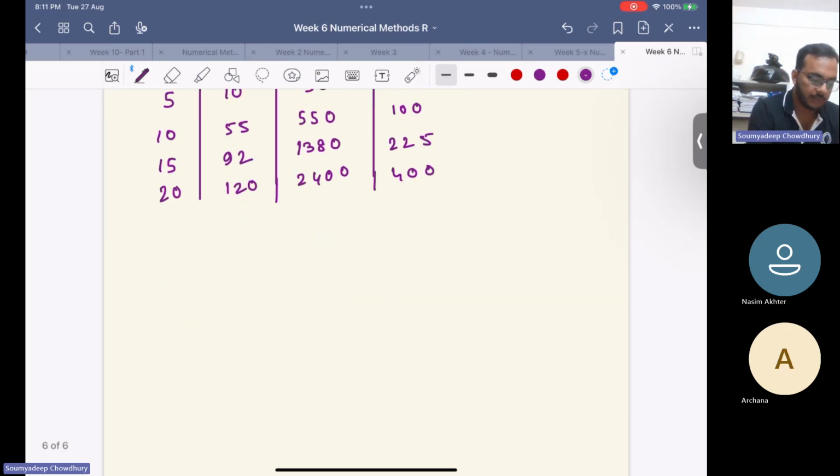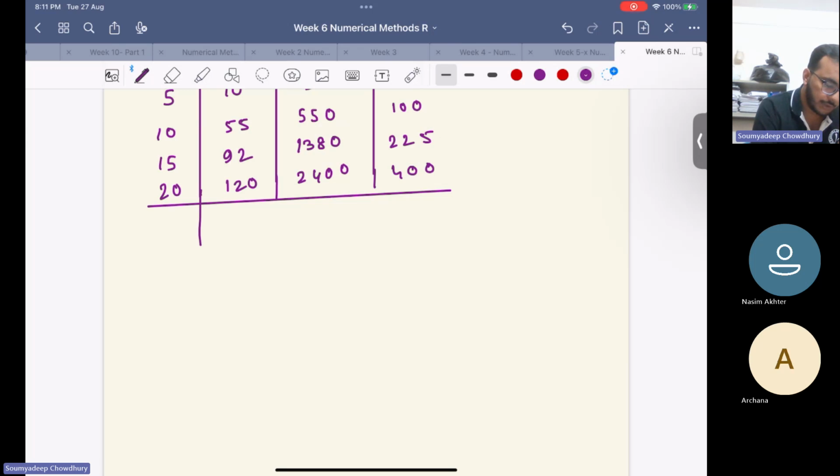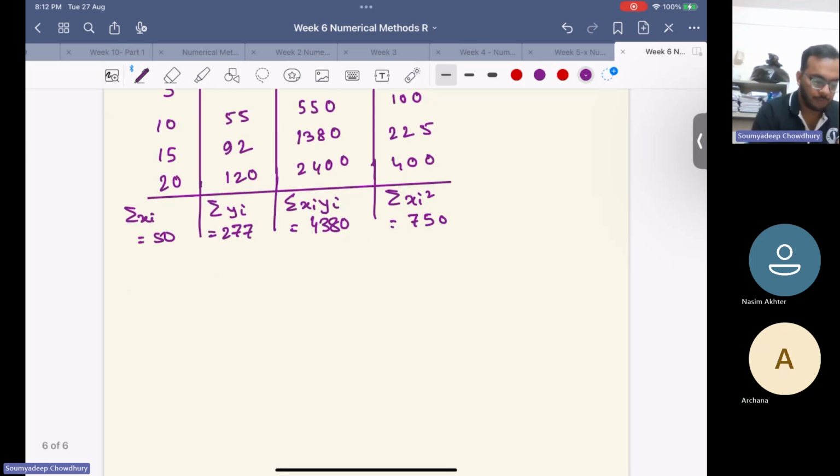So if you sum this up, summation of xi is 50. Summation of yi is 277. Summation xi yi is 4380. And summation xi square is 750.